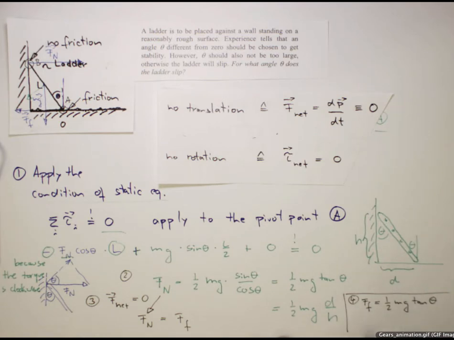And you can now see, if I make this angle theta larger and larger, then the required friction force has to be larger, so eventually there is a critical angle theta for which the friction is not sufficient and the ladder will slip.